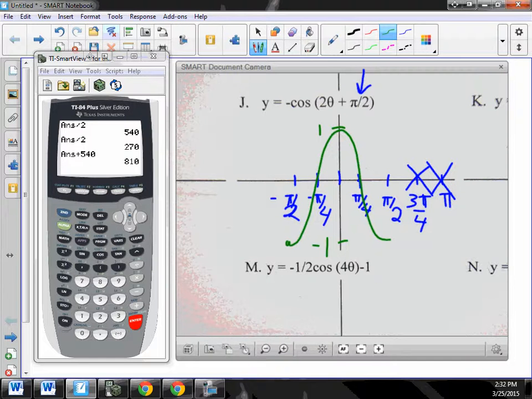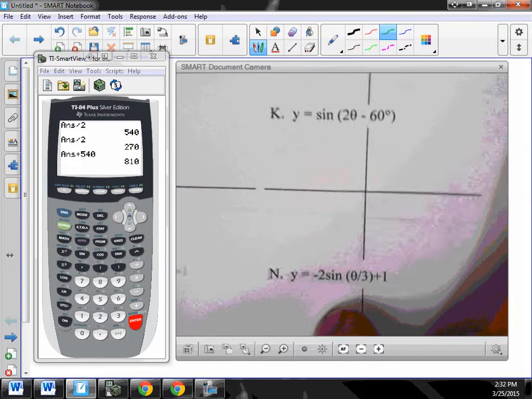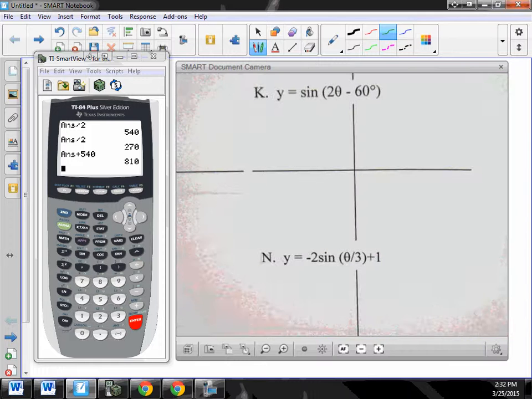All right, letter K. What's going on here? This one's actually kind of tricky. Yeah, we're going to shift it to the right 60, which makes things messy. So before we graph anything, let's think through it. What's the period? 180. So if the period is 180, how far apart are my critical points? So the halfway is 90, and the 1/4 is 45. So we know that each critical point increases 45 degrees. Where is my first critical point going to land?